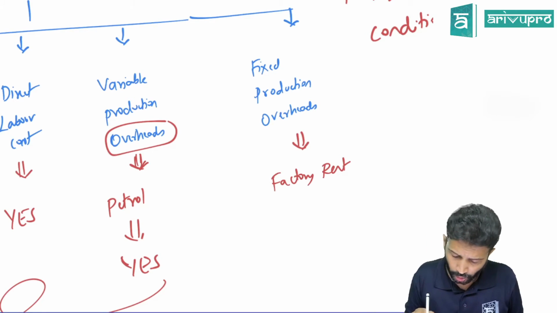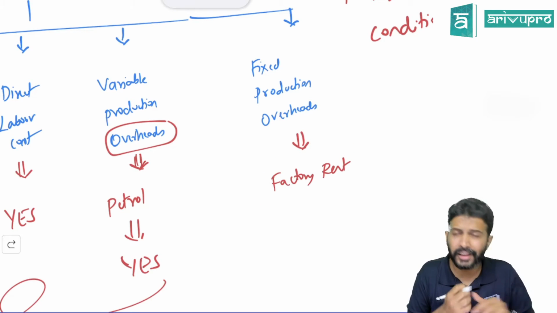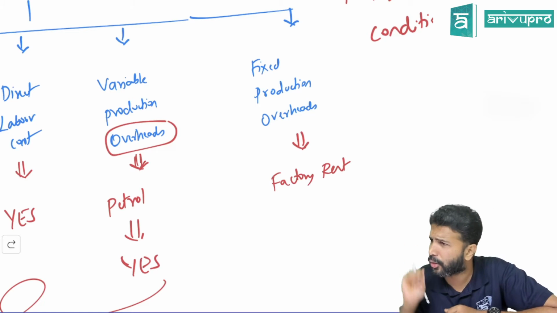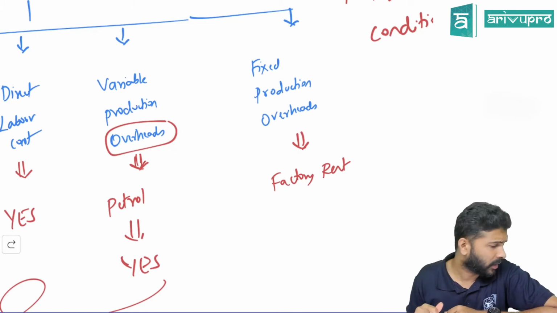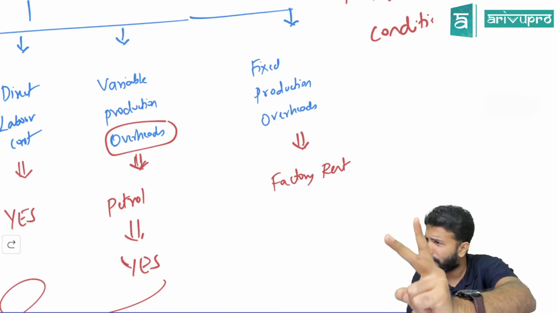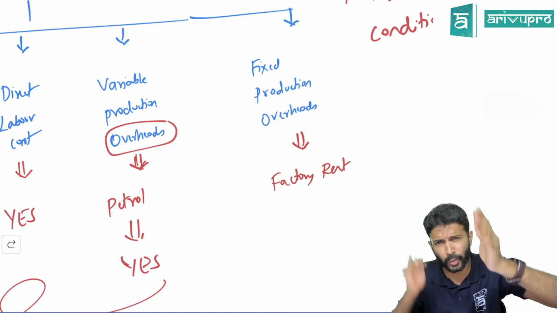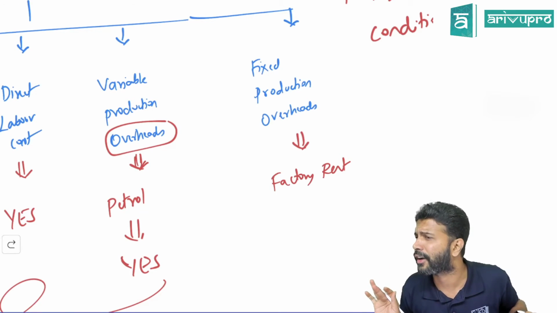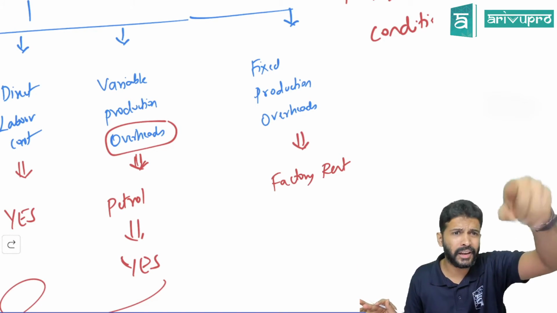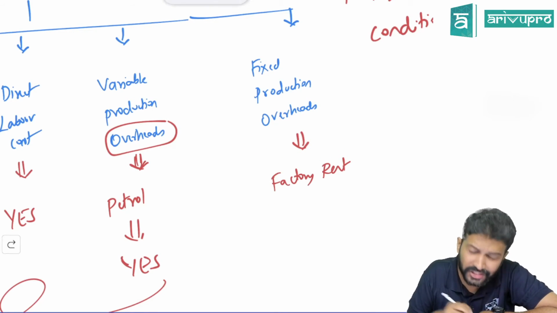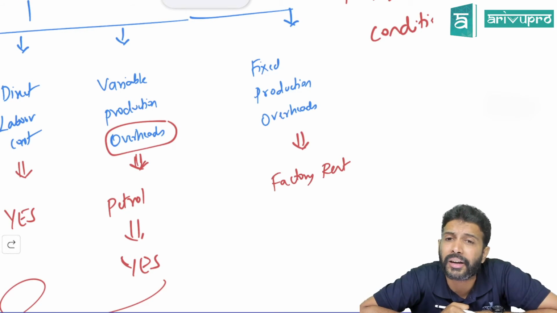Now you tell me, is factory rent necessary to produce the car? Yes, because cars are produced in a factory only, no? But will Hyundai have one factory for Creta, a separate factory for i20, a separate factory for i10, like this? For one car, will they open one factory? Or will everything generally happen inside one factory only? Everything will happen in one factory. Correct? So is this cost necessary to bring the inventory to sellable condition?